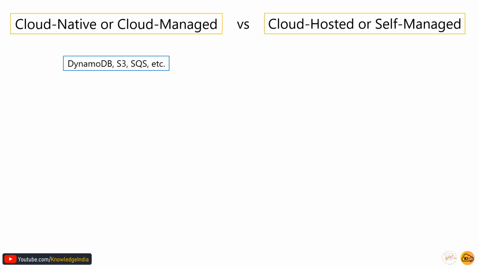So these are services like, let's say, DynamoDB, S3, SQS, SNS. These are fully cloud native. If you are using these services, you don't need to manage anything about them. You don't need to worry about their scalability. Let's say if you want to store 5 TB of data on S3, you don't need to plan for it, or for the backend infrastructure of S3.